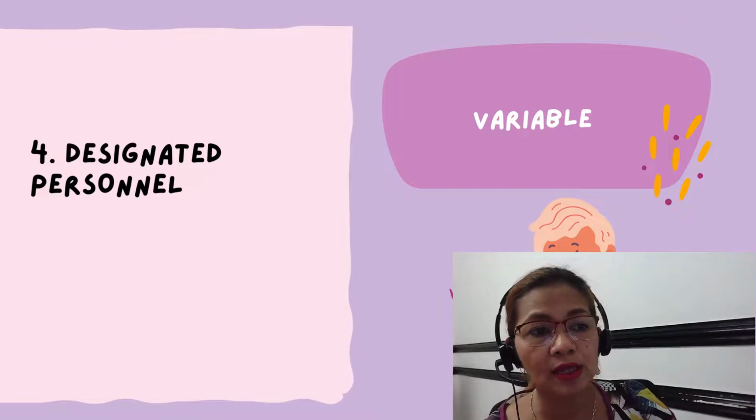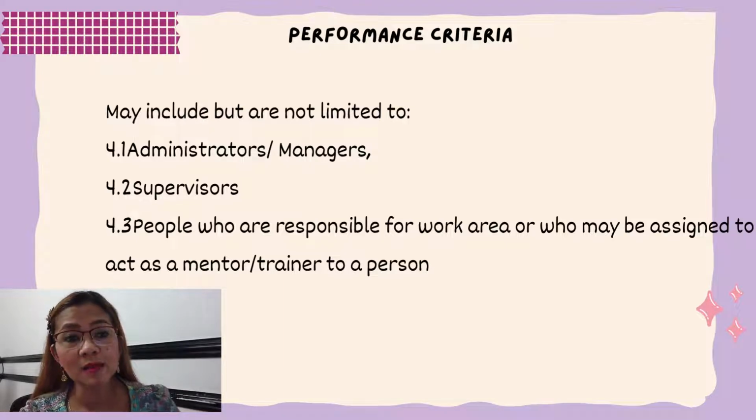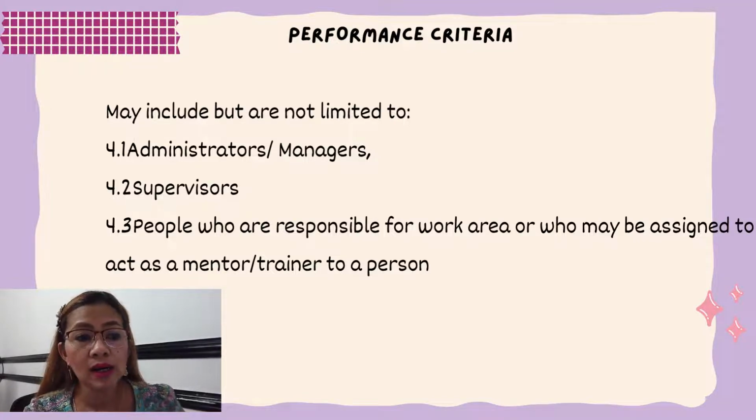So our next variable is designated personnel. Who are the designated personnel? The designated personnel may include, but are not limited to: number one, the administrators or the managers. Second, the supervisors. Third, the people who are responsible for the work area or who may be assigned to act as a mentor or a trainer to a person. So these are the people who are responsible in the advocacy campaign for environmental conservation.